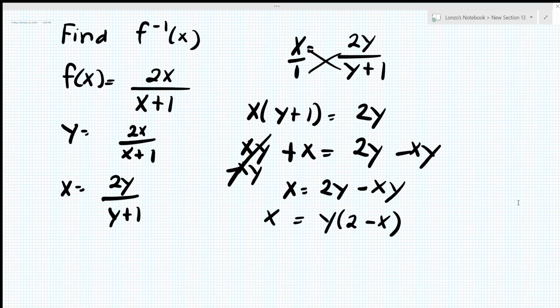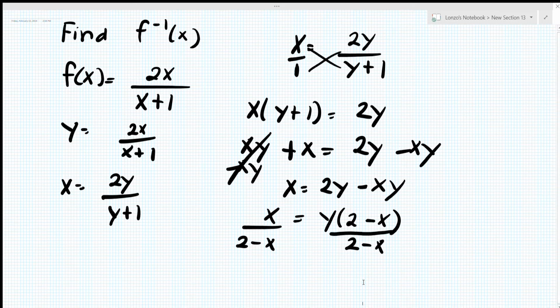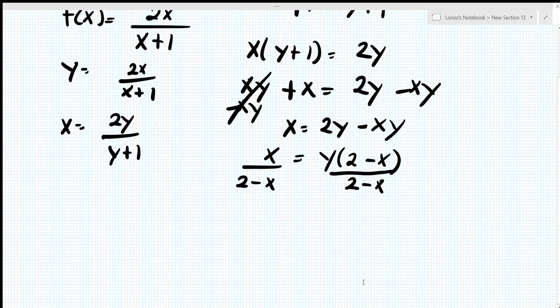Now, remember we want to solve for y, so I have to get rid of this 2 minus x. Since this is multiplying, I'm going to do the opposite: divide 2 minus x from both sides. So I get y equals, see this cancels, so y equals x over 2 minus x, right?